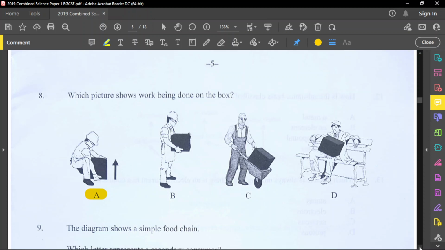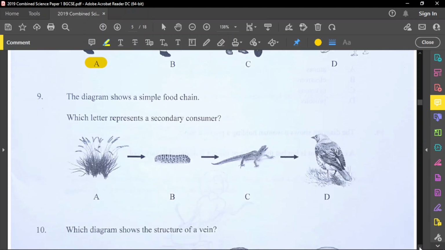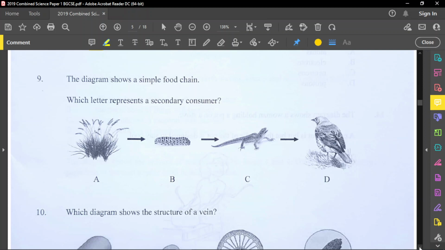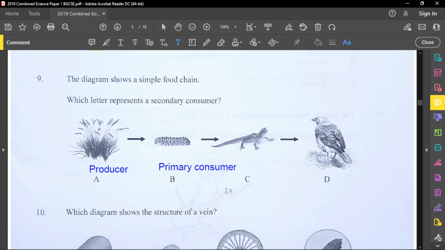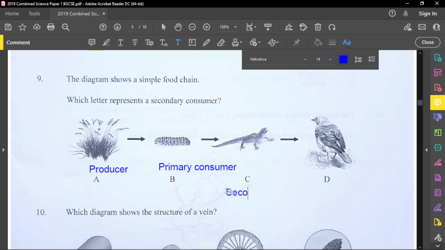All right, so question number 9: the diagram shows a simple food chain. Which letter represents a secondary consumer? A secondary consumer is a second consumer. Let me quickly tell you that A is a producer, and here the caterpillar is a primary consumer. Then the lizard will be our secondary consumer.